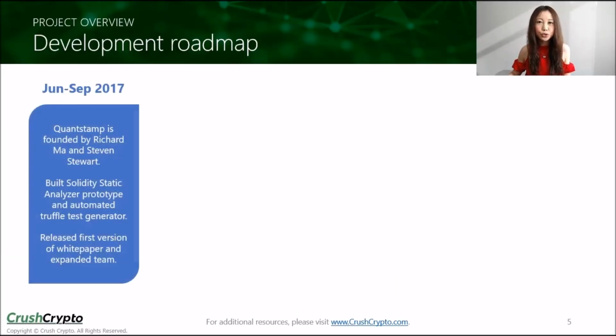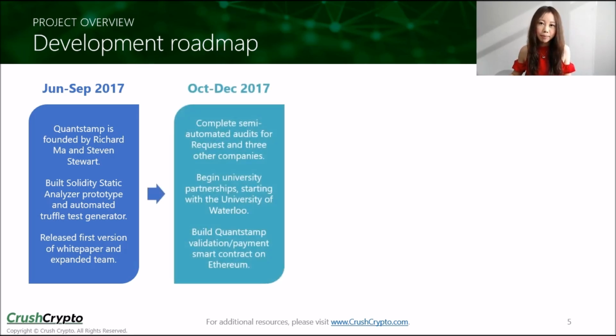Quantstamp was founded in June 2017. In July, they built the Solidity Static Analyzer prototype days after the Parity Wallet hack. In October, they completed the semi-automated audit for Request Network. By the end of this year, they plan to complete 3 more semi-automated audits for other companies.